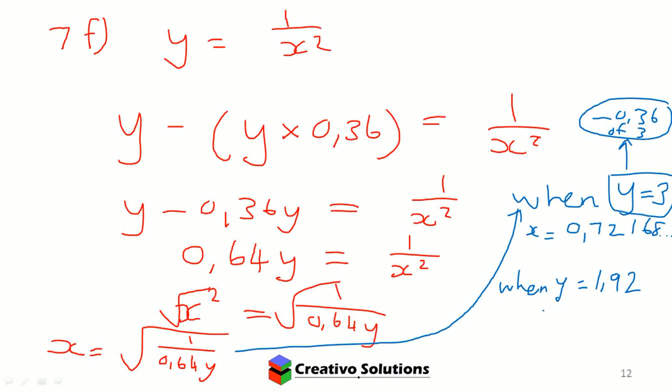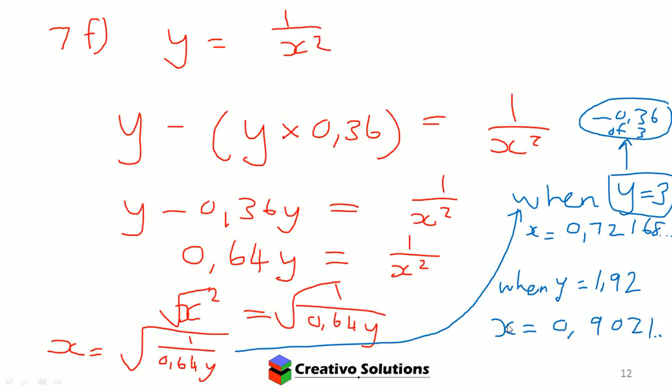If I substitute 1.92 into that equation for y, let's see what we get. Square root, I've got 1 divided by 0.64 times y, which is 1.92. And my answer comes out to x equals 0.9021... So looking at this, we can see that x has increased.